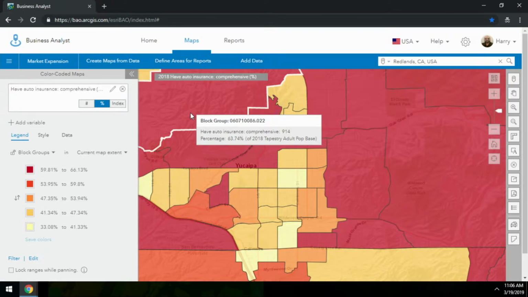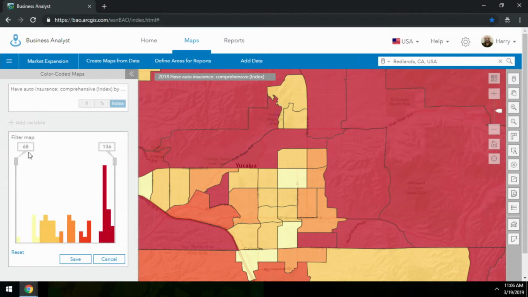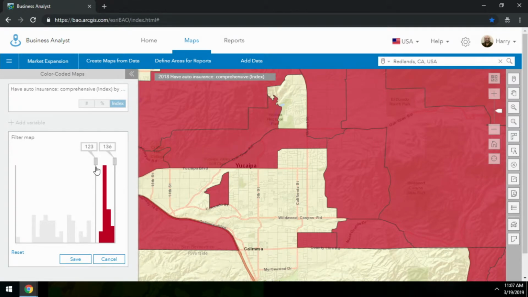Now the other thing we can look at is the index value. And again, an index value represents an average American. And we're going to filter this to only show the areas that are above 100, which means they're more likely than the average American to have comprehensive auto insurance. And we can adjust this to whatever our needs are to really fine-tune the locations of the market.